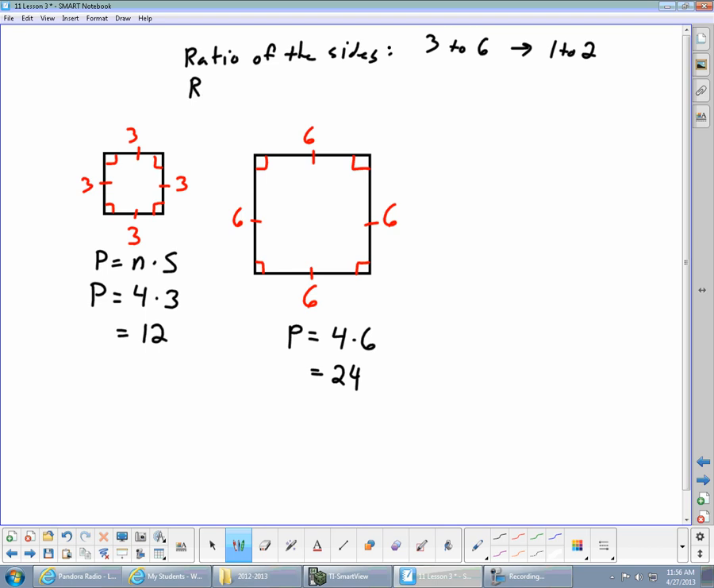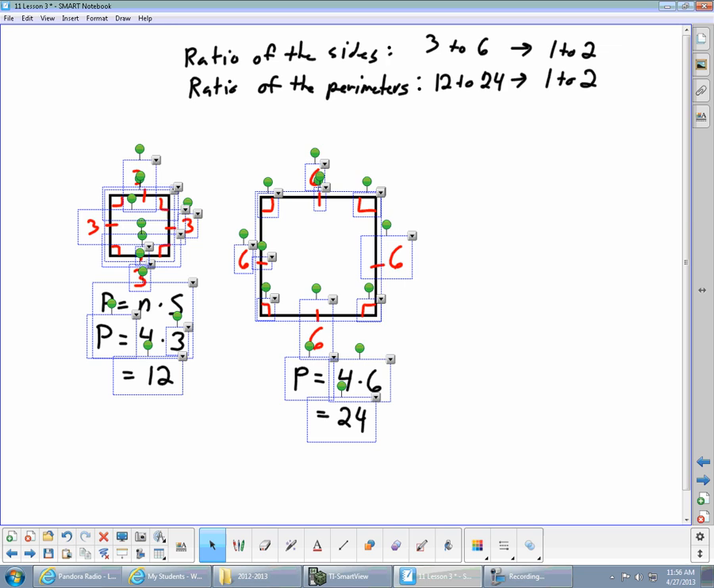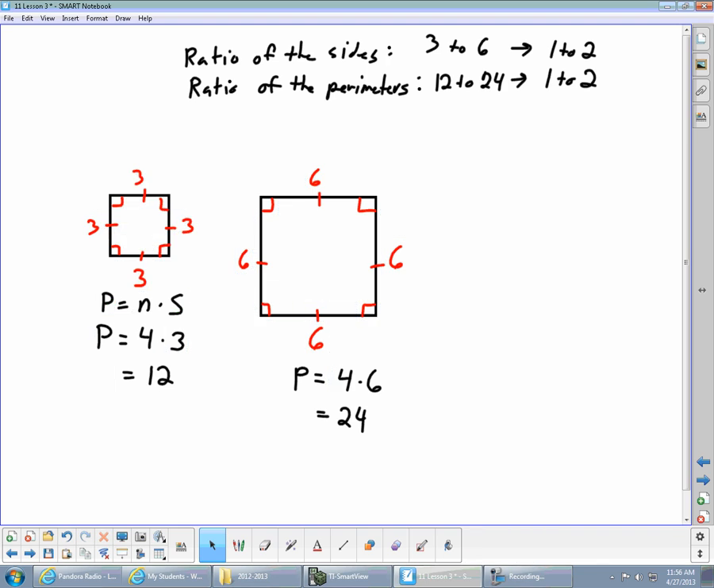Now we talk about the ratio of the perimeters. The ratio of the perimeters would be 12 to 24, but that also reduces to 1 to 2, which makes sense because we've already talked about the fact that it would be the same as the ratio of their sides. But what we're really going to get into is the ratio of their areas.